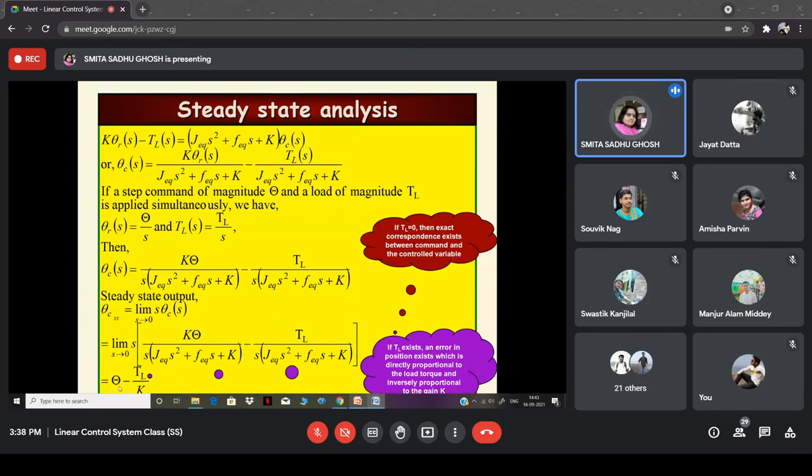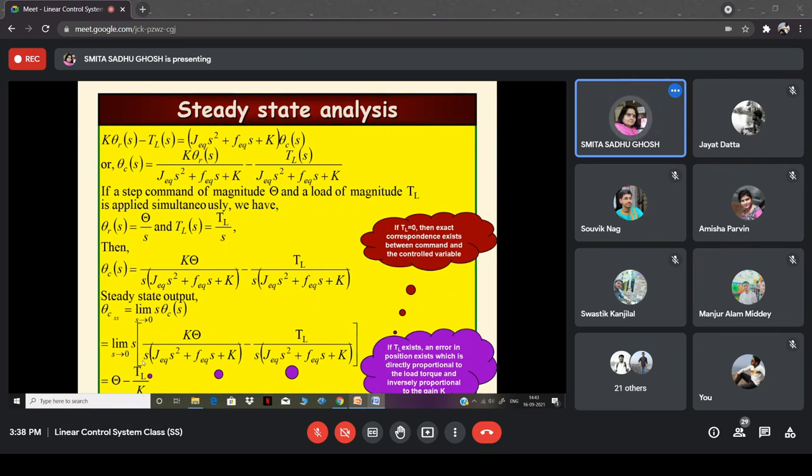So in case your disturbance torque is equal to 0, your output will be following the input. So the objective is met, right? However, if there is a disturbance torque now, the output is going to be theta minus TL by K. So if you subtract that from the input step that was applied, that is capital theta, you will be left with the TL by K, which is going to be the amount of the steady state error.